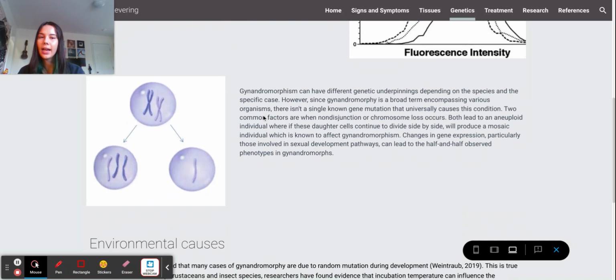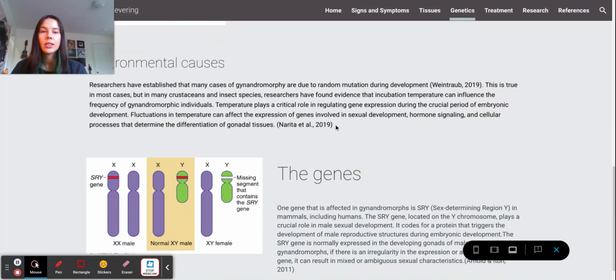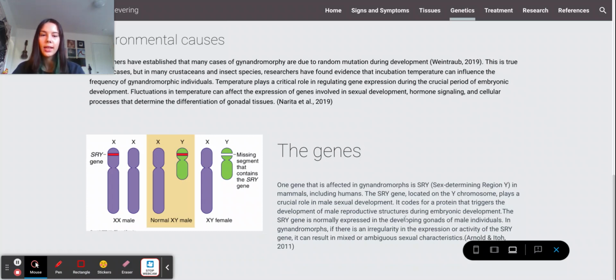Then I add a little bit about non-disjunction and chromosome loss because that's essentially how it happens in most species. This again is usually for birds because I didn't want to make it too complicated and add all the other possibilities, but I did touch on that. I also include some environmental causes, because some more recent data has shown that temperatures can also affect the frequency of gynandromorphic individuals. And then I also touch on the SRY gene, because that is a crucial male sexual development gene and what that can mean for gynandromorphs.